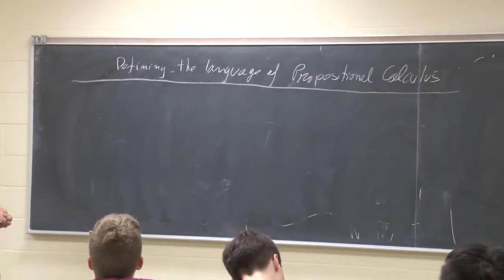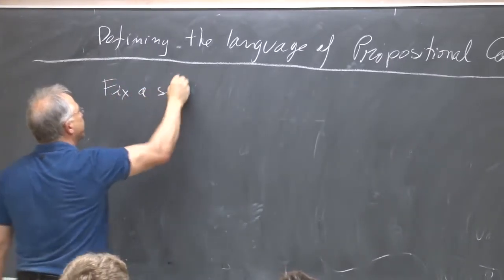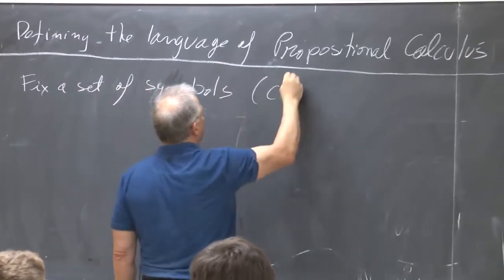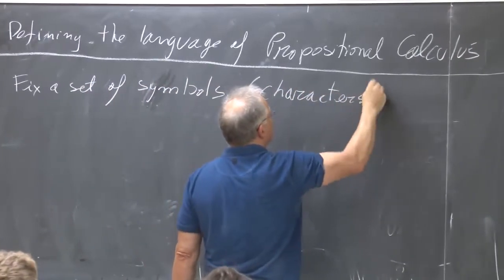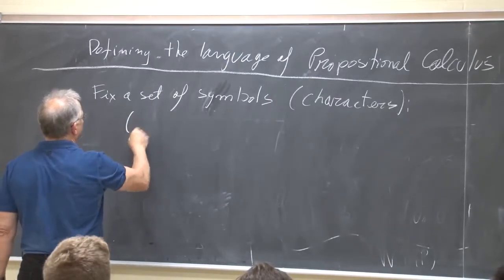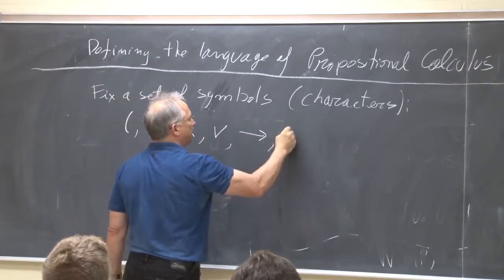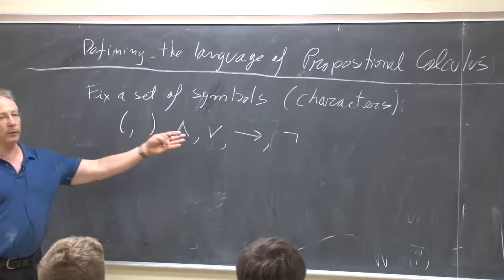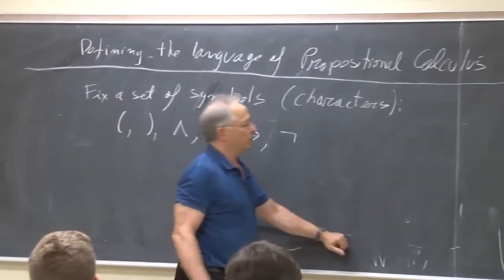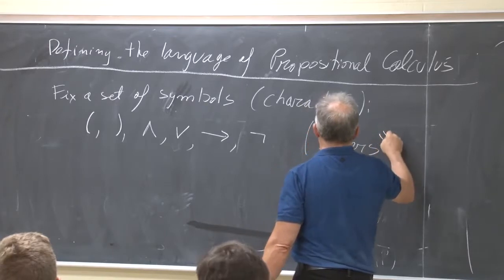So I'll start with a notion of symbols. We fix a set of symbols or characters, and they consist of two parts. The first part consists of left bracket, right bracket, wedge, V, arrow, and right angle. So I will use all those symbols. Those are going to be characters that I'm going to be applying in the definition of my language. So we can think of those as the letters for writing my new language.